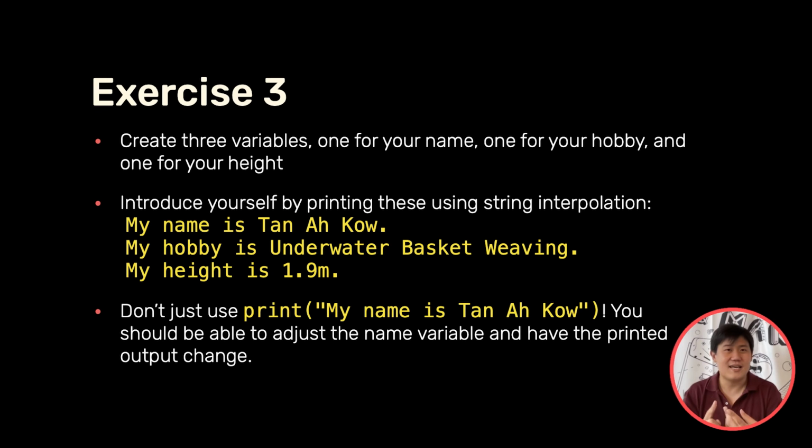For this exercise, I'd like you to create 3 variables. One for your name, one for your hobby, and one for your height. I'd like you to introduce yourself by printing out these variables using string interpolation as shown on the screen. Don't just say print, open double quotes, my name is YJ Sun, right? You have to actually make use of the variables. You can use constants as well. That's perfectly fine. Okay, so I hope that kind of makes sense.